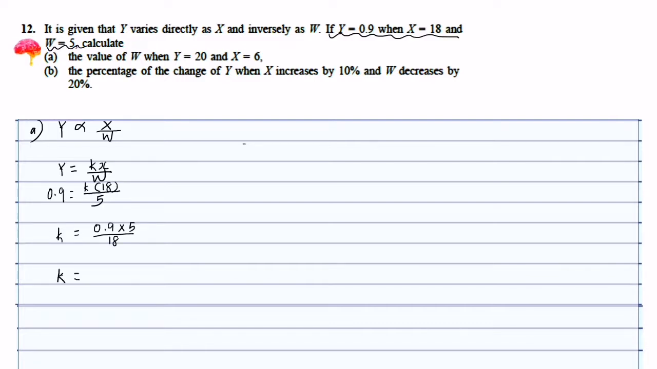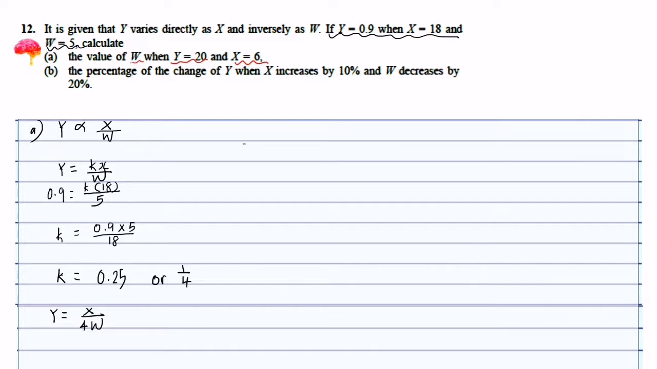So K equals 0.25, or K equals 1 over 4. So what is our complete equation? Y equals S over 4W. Okay, so now only we can answer A, the value of W when y equals 20 and S equals 6.